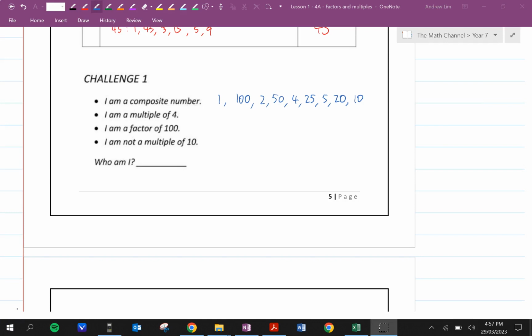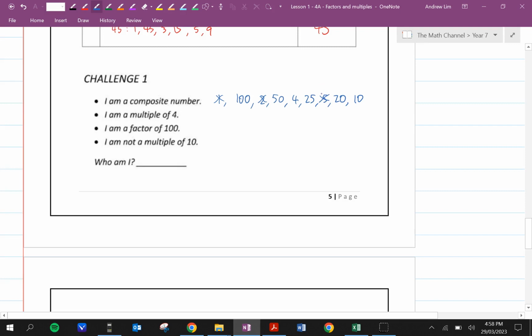Okay, so I started off with the third dot point: I'm a factor of 100, because that will give me a list of options to choose from. Now, the first one says I am a composite number. So it can't be 1, because that's not composite or prime. It can't be 2 because that's prime. It can't be 5 because that's prime.